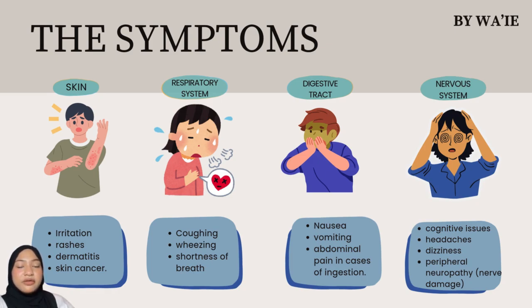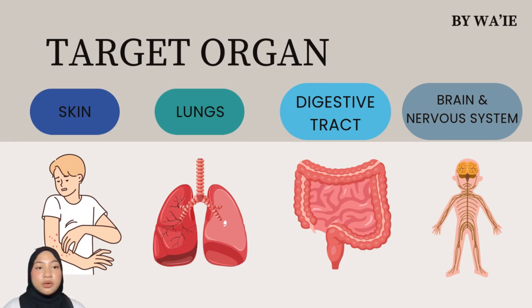Lastly, for the nervous system, it can make you feel dizziness, headache, and lastly, peripheral neuropathy, also known as nervous system damage or nerve damage. So we're going to the next part, which is target organ. Certain chemicals can affect the body. Here are the main target organs that I would like to share. Firstly, we focus on skin, lungs, digestive tract, and lastly brain and nervous system.